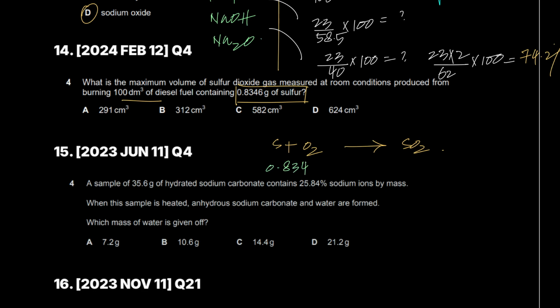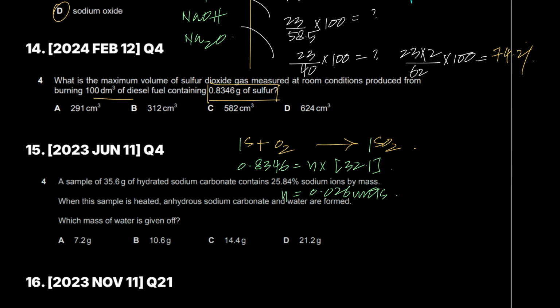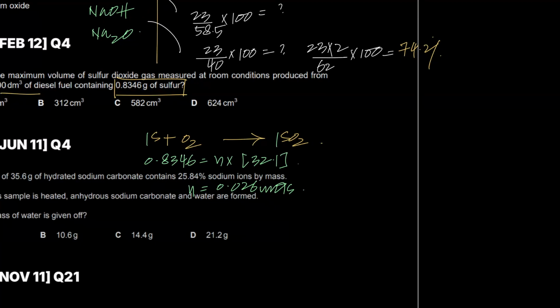Mass equals moles times molar mass. The molar mass of sulfur is 32.1 if I'm not wrong. What are the moles of sulfur? 0.8346 divided by 32.1, which is 0.026 moles. Again, the moles of sulfur should be equal to the moles of sulfur dioxide. So 1 mole of sulfur gives me 1 mole of sulfur dioxide. So 0.026 moles of sulfur should give me 0.026 moles of sulfur dioxide.